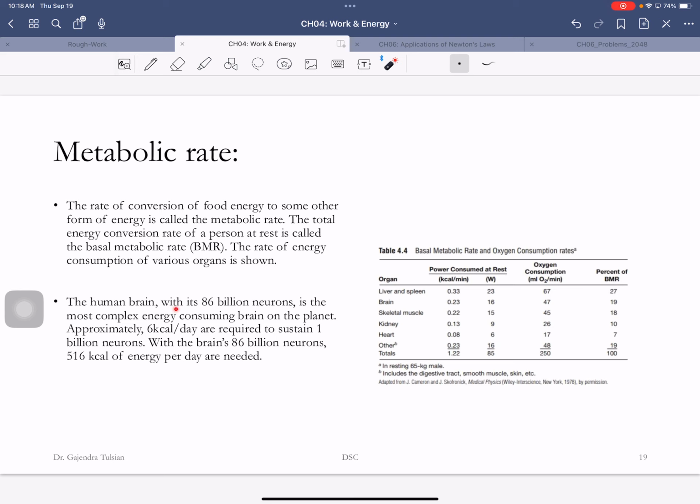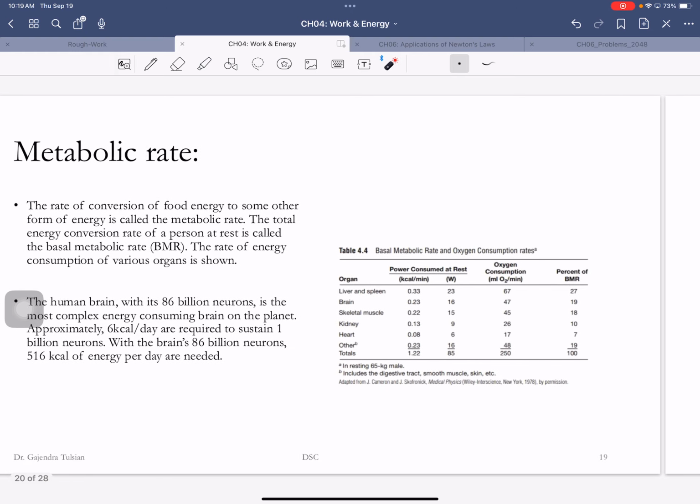The human brain, we all have about 100 billion neurons. It's the most complex energy-consuming brain on the planet. Approximately 6 calories, not physics kilocalories but 6 food calories per day, are required to sustain 1 billion neurons. You have 100 billion neurons, so to run your brain a day, you need 500 calories. If you're consuming 2,500 calories a day, 500 of those go for your brain. Per day.